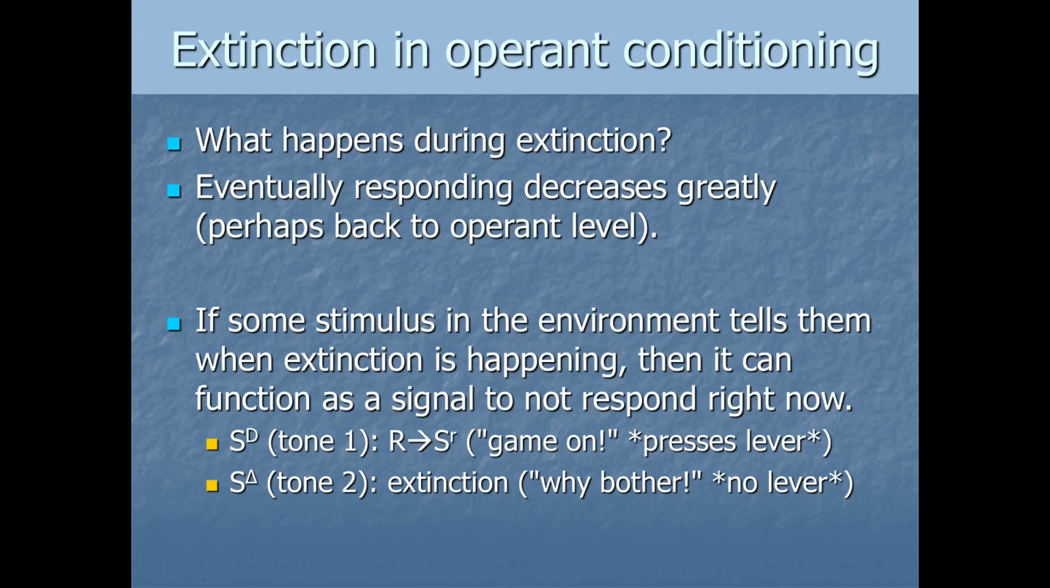But we might also have an S delta, or maybe one exists in the environment to tell you things have changed, like the vending machine is unplugged, so it's not working anymore, but there might also be an S delta, which is the fact that the vending machine lights are off, right? So in this case, we might set it up on purpose by just using a separate tone to tell the rat that we're doing extinction now. So we have some other tone, we'll call it tone 2, that might signal extinction is happening. Basically, why bother? And they're not going to press the lever. So if the environment has those consistent signals, extinction goes much faster and smoother, and pretty soon that S delta is going to set the occasion for not responding.